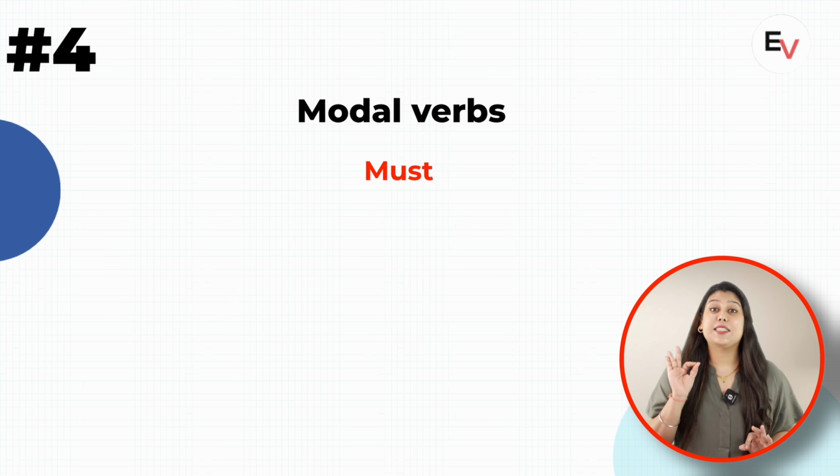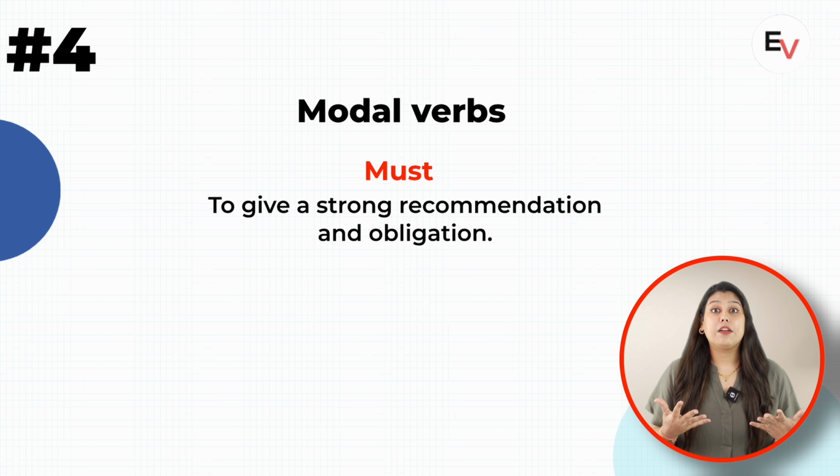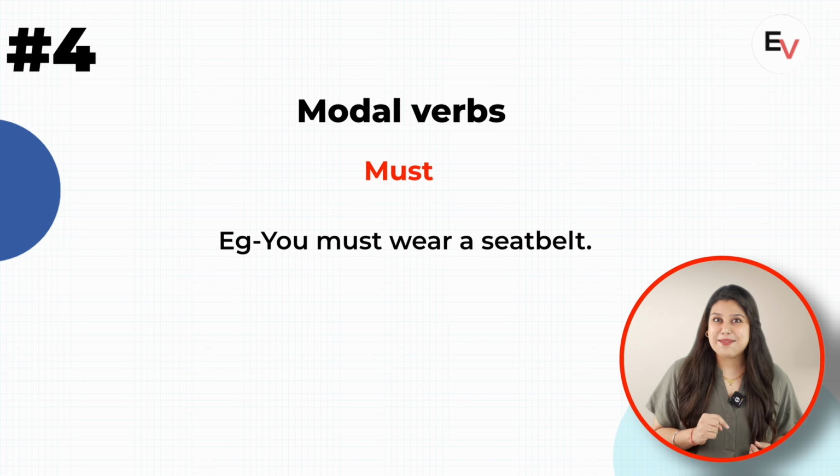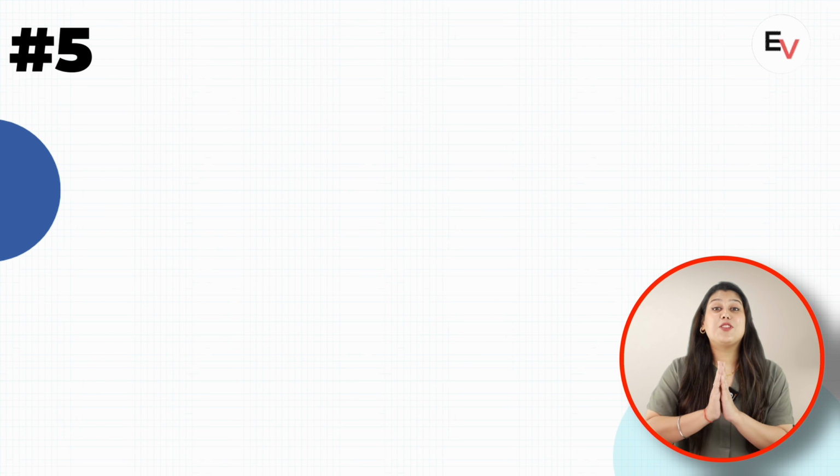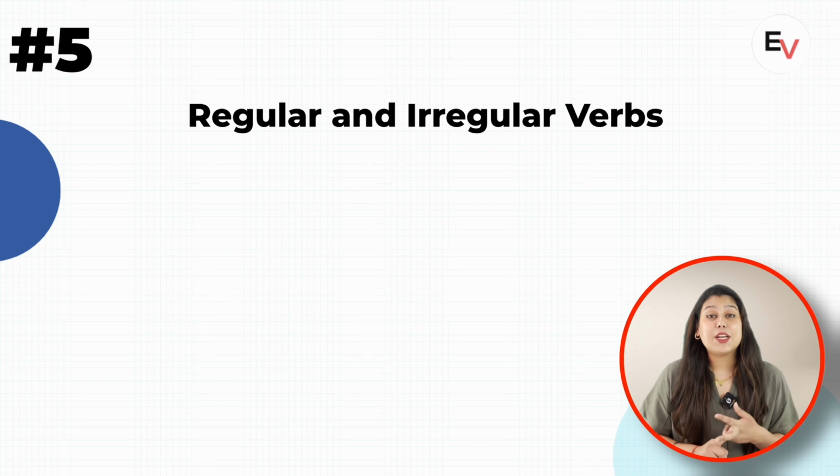And number 9 is must. Must is used to give a strong recommendation and obligation. For example, you must wear a seat belt. Simple. Moving on to the last type, regular verbs and irregular verbs.